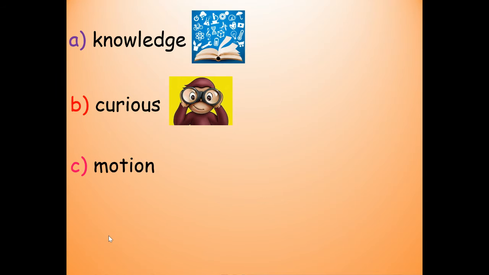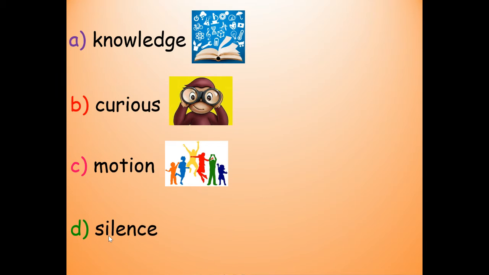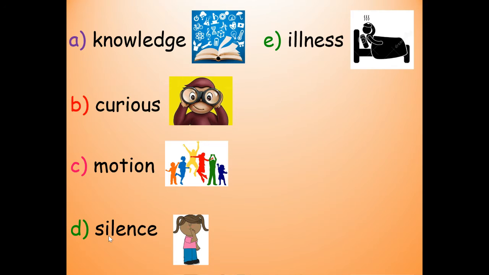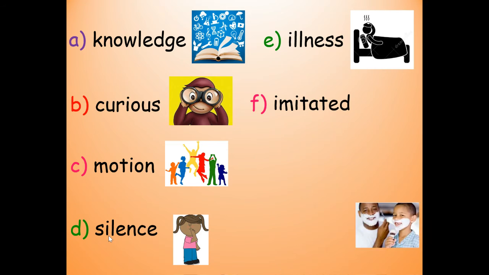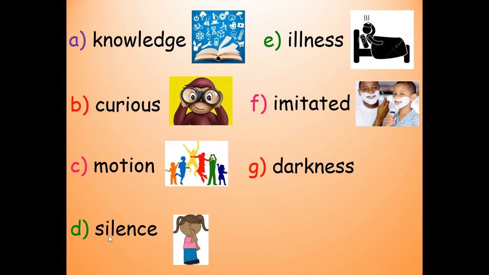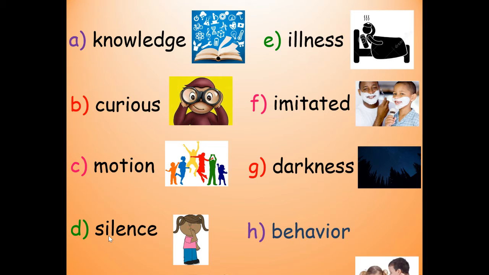So you don't need to write these words. We're just going to preview them. A is knowledge. B, curious. C, motion. D, silence. E, illness. F, imitated. G, darkness. H, behavior. So these are the words to choose from.